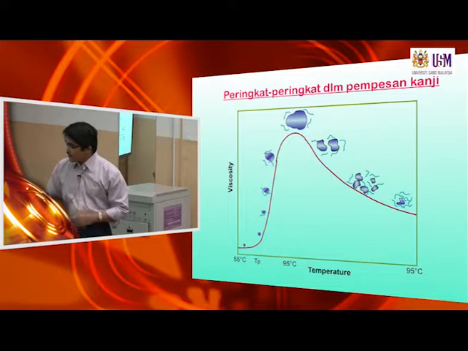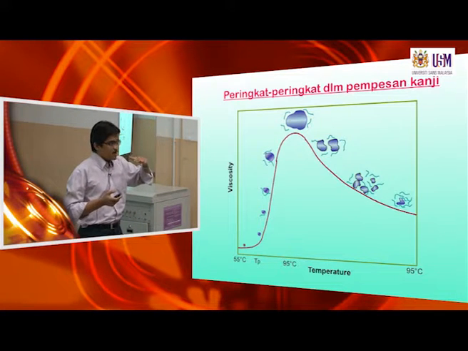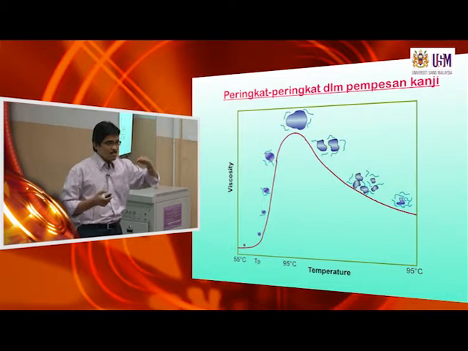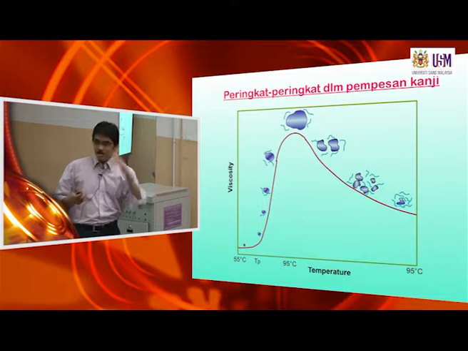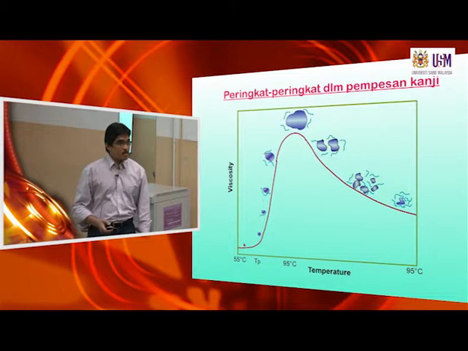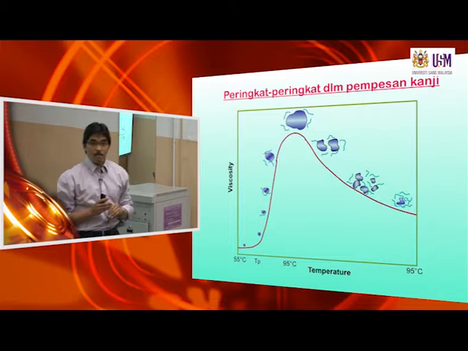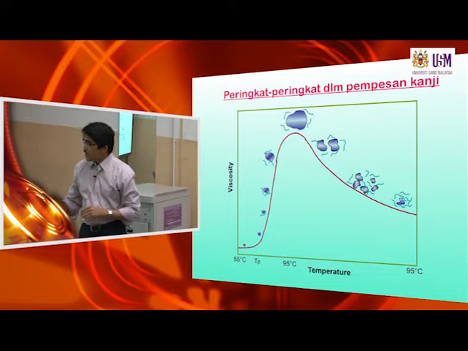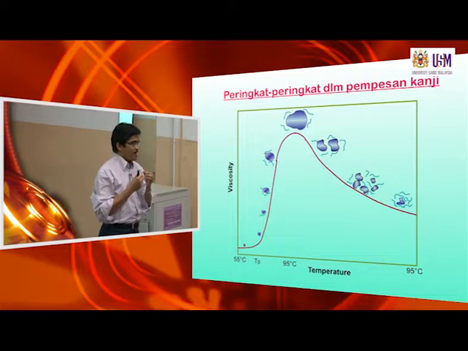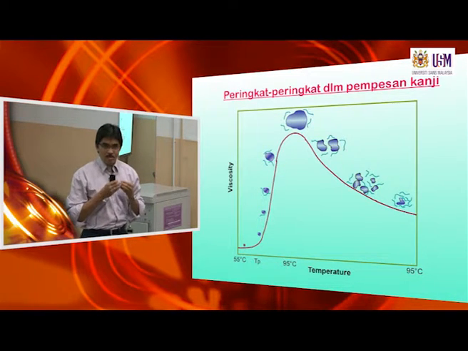Then this is the onset. Onset means you can see in the curve there is an inflection, then you can see it start to increase. That is the inflection point. So we can draw a tangent. The intersect of the two tangents will give you the onset of gelatinization. At this point, the granule will start to swell a bit, and maybe we don't get much amylose to leach out yet.